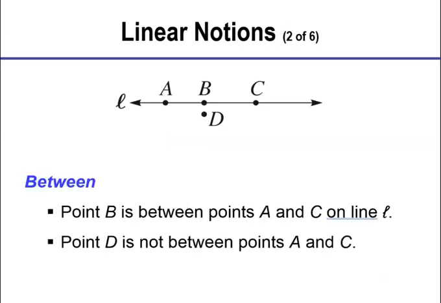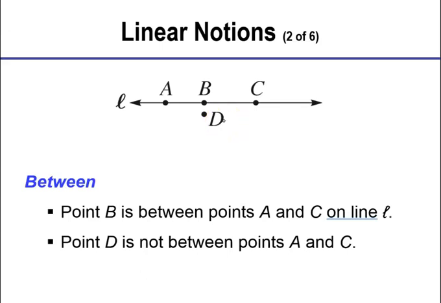When you say a point is between another point, that means it fits in between. Point B is between points A and C on line L. Point D is not between points A and C. So when you're discussing between, you are still discussing collinear points. So even though it looks like D is between A and C, it's not. It's not collinear, therefore you can't discuss D being between A and C.